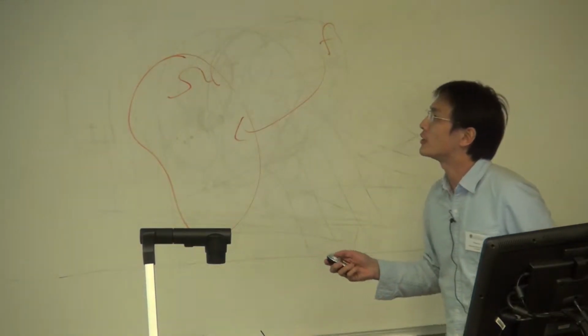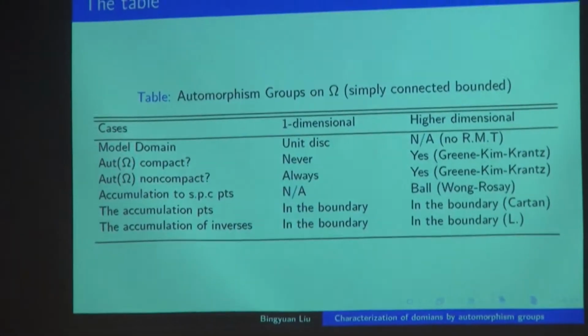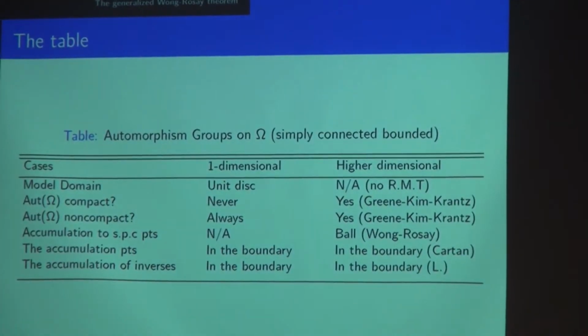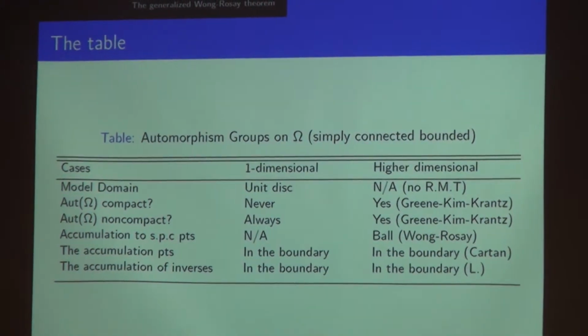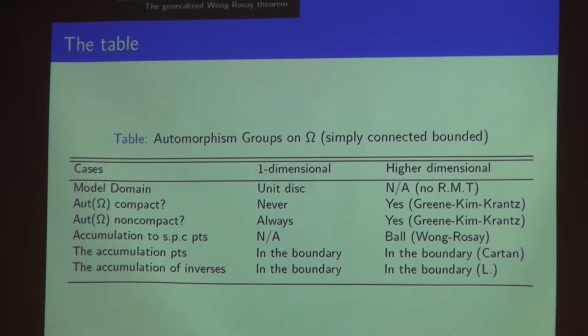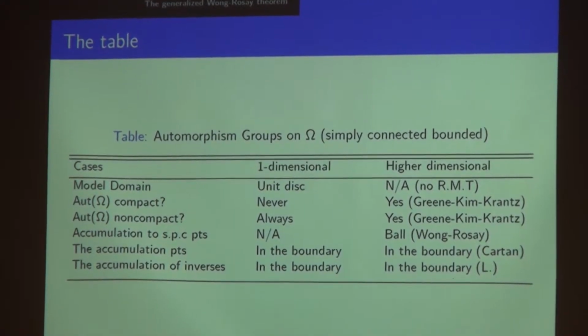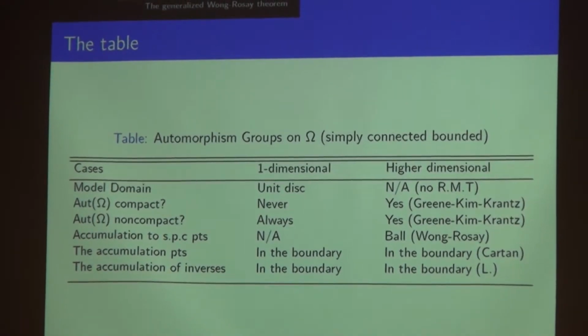Okay, let's continue. Firstly, let's compare what happens in one dimension and in higher dimensions, because in one dimension it has been done, principally because of the Riemann mapping theorem. Today we're going to focus on simply connected bounded domains. For one dimension, it means C1. In C1, the model domain is just the unit disk, because of the Riemann mapping theorem.